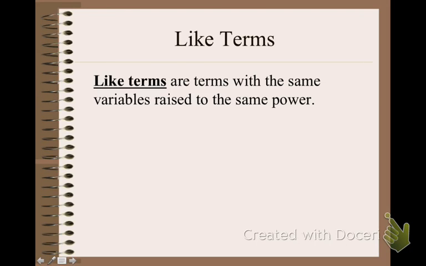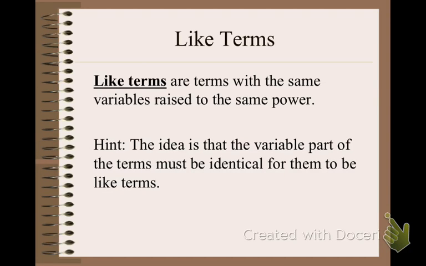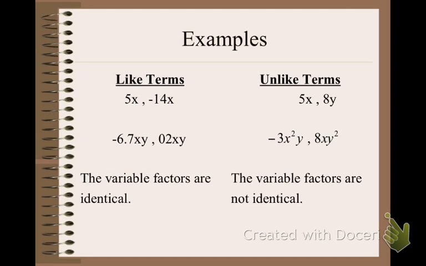So like terms are the terms with the same variables raised to the same power. The idea is that the variable part of the term must be identical for them to be like. So here are some examples of like terms over here. These are all like terms because these two have the same variable x with an exponent of 1, which is not written. These two terms have xy and xy, and they are identical.